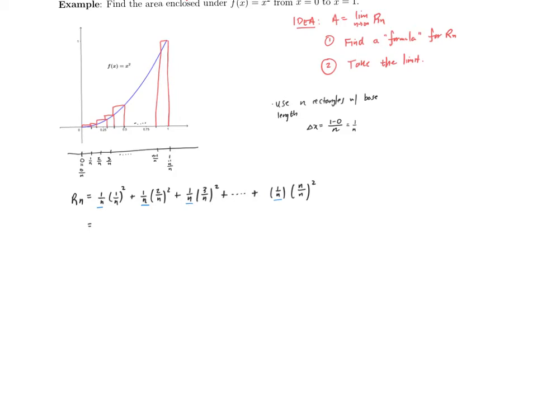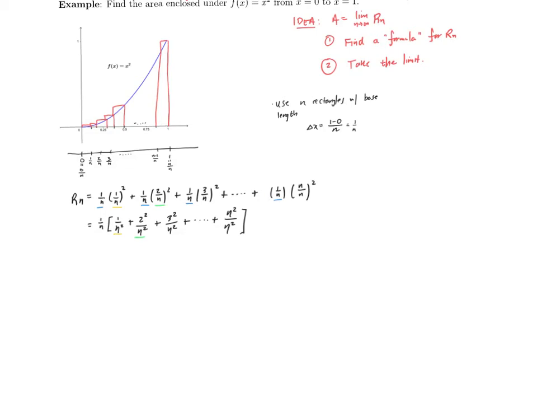rectangle. So if we pull that 1 over n out, what's left over would be a 1 over n squared plus 2 squared over n squared, coming from that next term. And now hopefully the pattern is emerging. We see 3 squared over n squared, and we go all the way up to n squared over n squared. And I realize n squared over n squared is 1, but I'm trying to keep this general pattern.